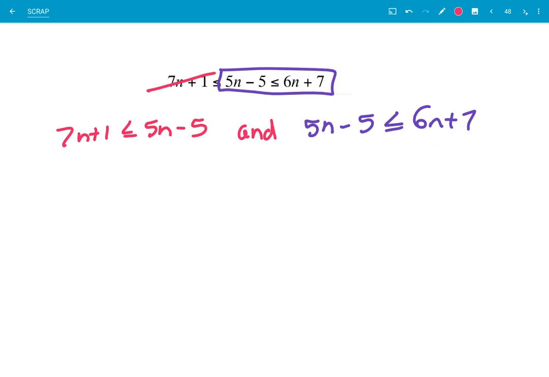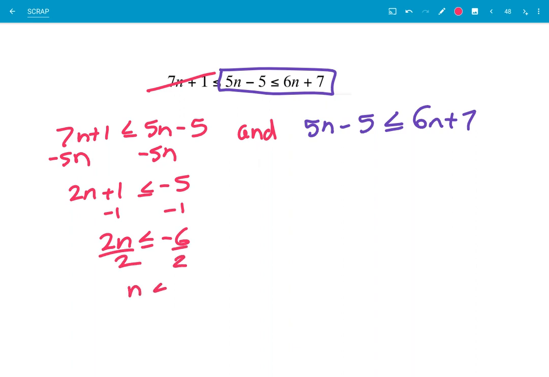So just working through here, I'm going to go ahead and minus 5n from each side. That should give me 2n plus 1 is less than or equal to -5. I then minus 1 from each side. I get 2n is less than or equal to -6. I then divide by 2, and I get n is less than or equal to 3.